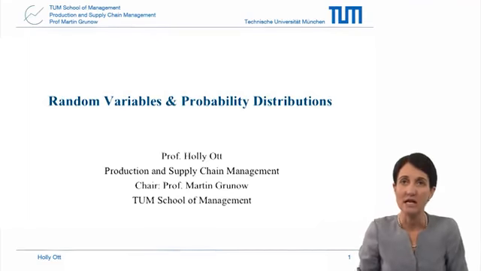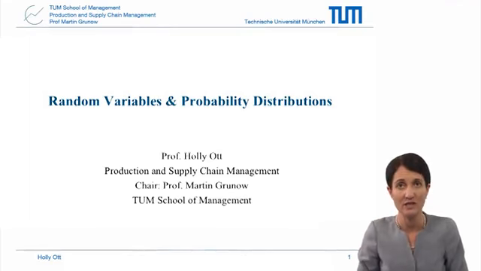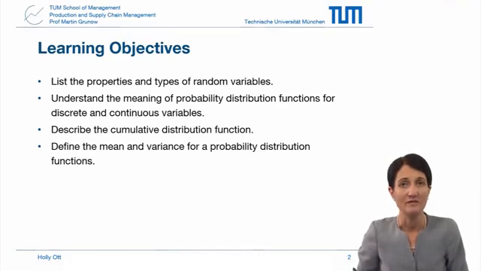Hello everyone. In this section, we will review the concepts of random variables and probability distributions for random variables. The learning objectives for this session are to list the properties and types of random variables, to understand the meaning of probability distribution functions for discrete and continuous variables, and to describe the cumulative distribution function. We also want to define the mean and the variance for a probability distribution function.